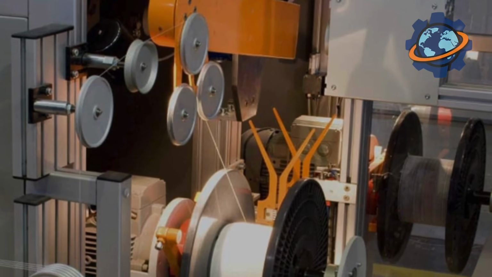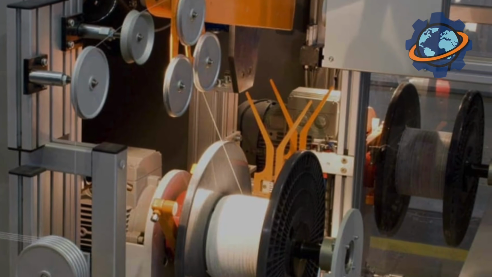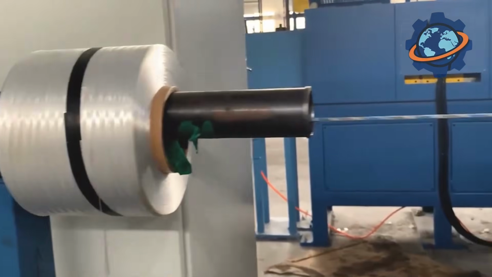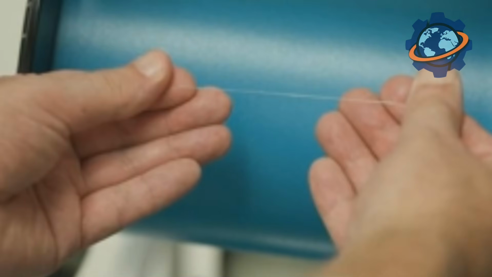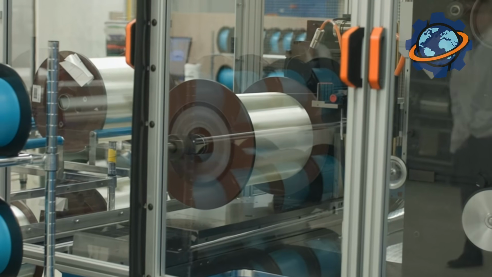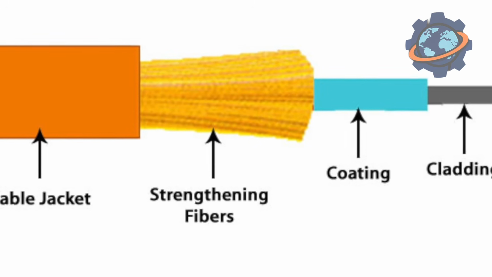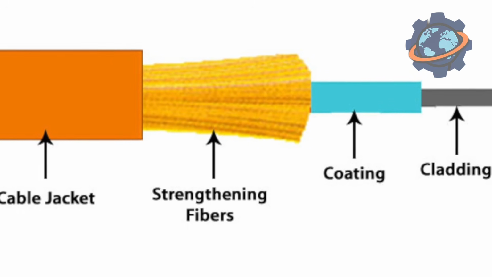The optical fiber enters a special part of the machine called the coating head. It's like a small tube, or nozzle, inside which there's molten protective material. As the fiber passes through this tube, a layer of liquid polymer is evenly applied to it. The polymer has very low viscosity, so that the coating is thin and even, but dense enough to protect the fiber. This coating layer usually consists of two parts.